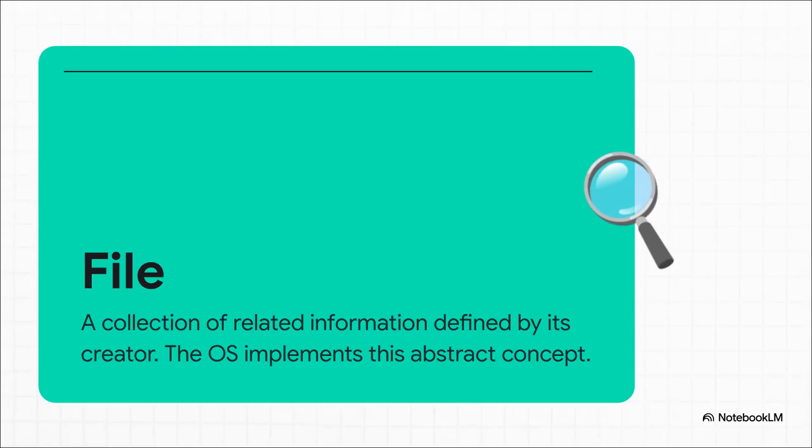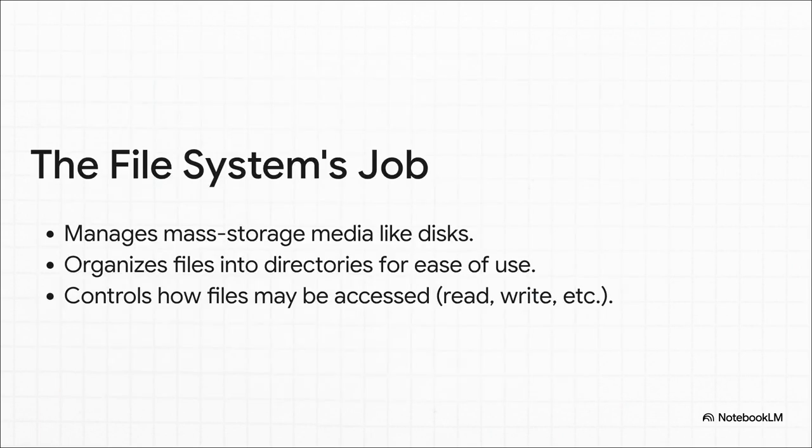To you and me, a file is just, well, a file. It's a document, it's a picture, it's obvious. But to the physical hardware, a disk drive is just a gigantic, messy collection of magnetic bits. The very idea of a file, a named collection of related data, is a totally abstract concept that's created and managed entirely by the operating system. And the part of the OS that does this is called the file system. Think of it as the ultimate digital librarian. Its job is to manage the physical disk, organize everything into the neat folders and directories we all know, and control who gets to read, write, or run every single file. It takes a chaotic sea of bits and turns it into an organized, searchable library.